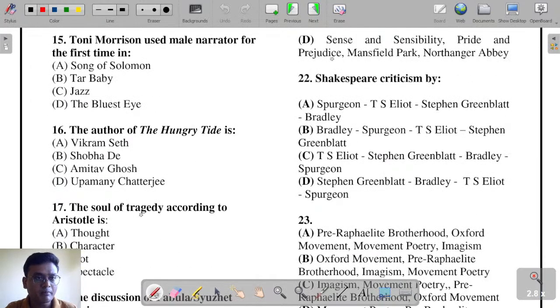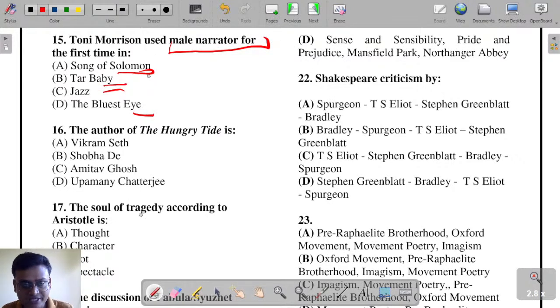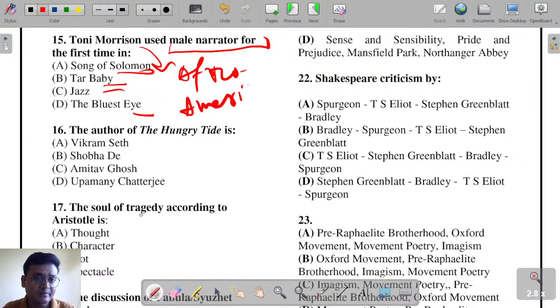Toni Morrison used a male narrator for the first time in Song of Solomon, Tar Baby, Jazz, The Bluest Eye. These are all novels by Toni Morrison, the Afro-American writer. In which work did Toni Morrison use the male narrator for the first time? It is not The Bluest Eye, not Jazz, and Tar Baby is not also.